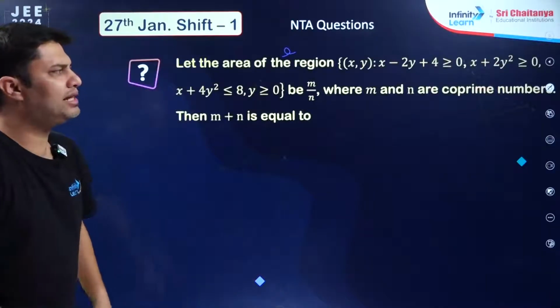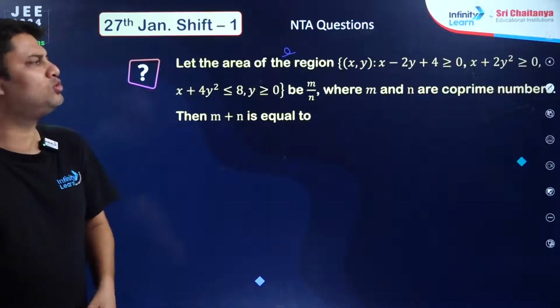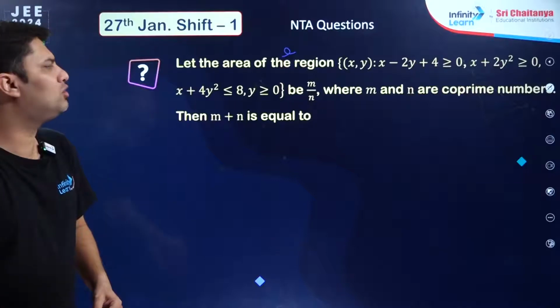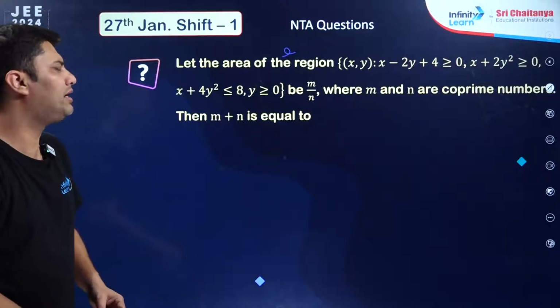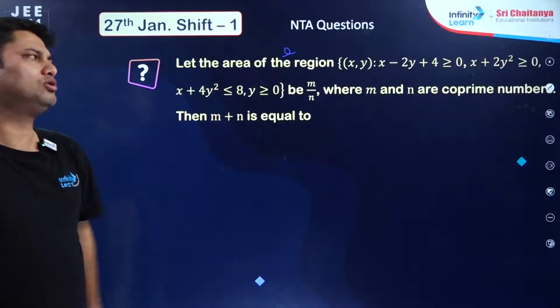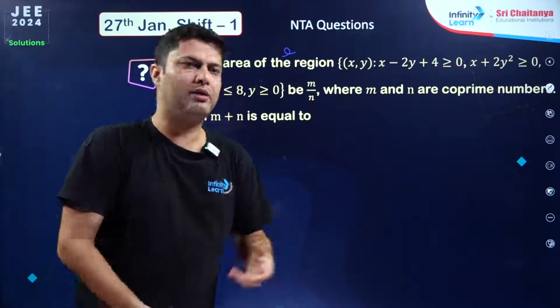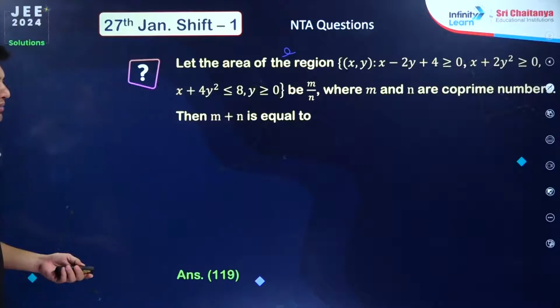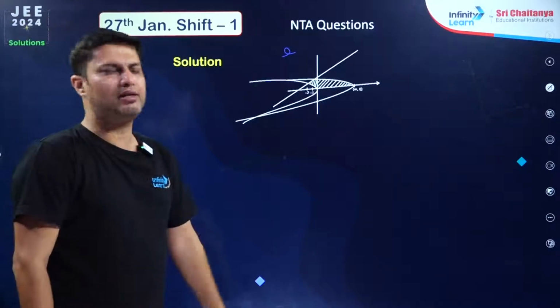The area of the region x minus 2y plus 4 greater than equal to 0, x plus 2y square greater than equal to 0, and x plus 4y square less than equal to 8 above x-axis is m by n. So a little bit lengthy problem, but let's discuss this. I think it's very easy if you've drawn the diagram, it's really easy.